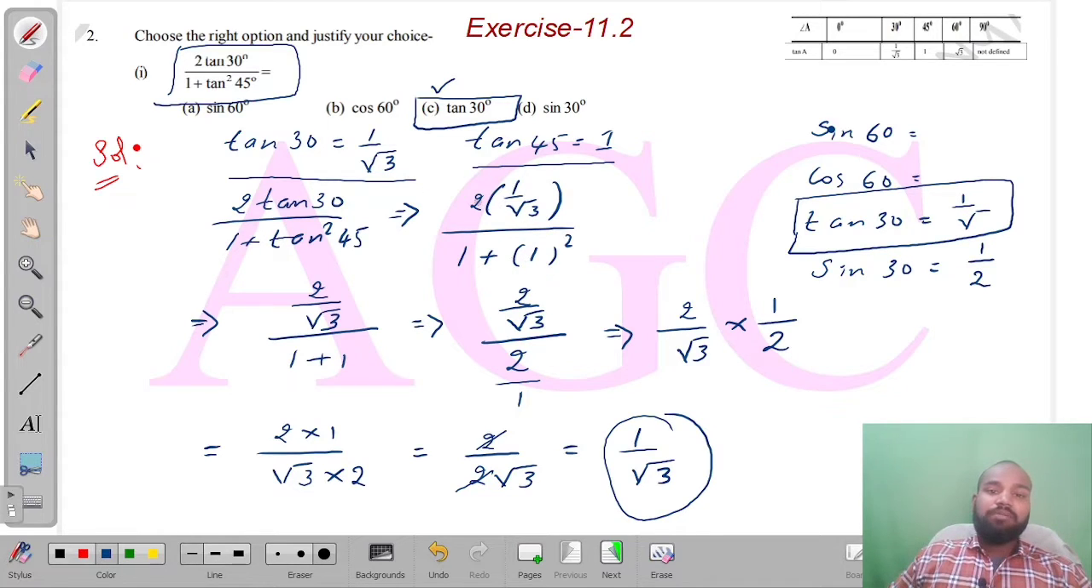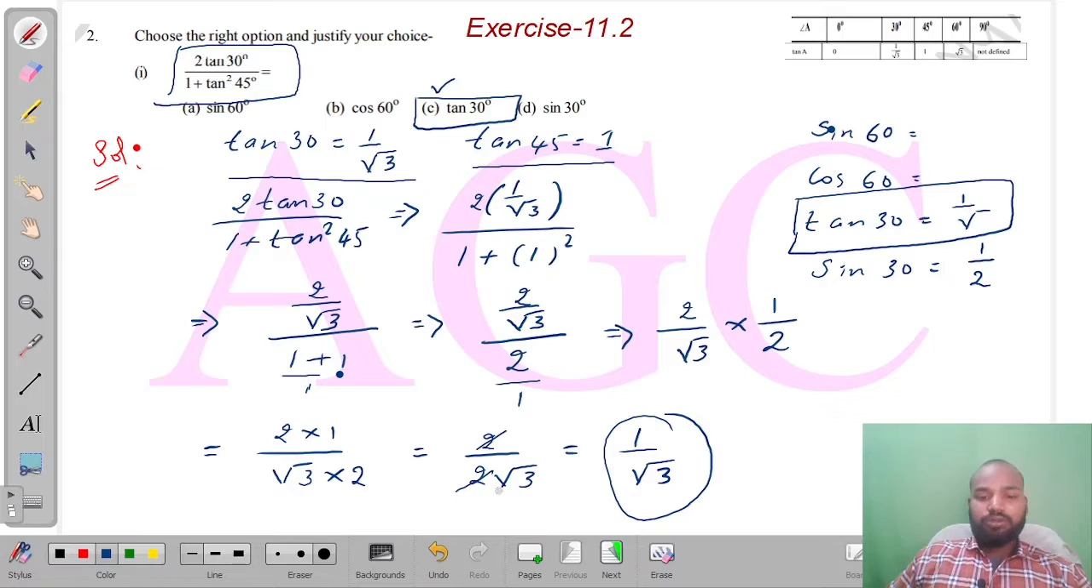Next, by multiplying 2 into 1 by root 3, we get 2 by root 3. So next, 1 plus 1. 1 plus 1 is nothing but 2. So 2 by root 3 by 2. There is no numerator or denominator here, so I am writing it considering as 1. So 2 by 1 we get here. So by multiplying two fractions, 2 by root 3 into 1 by 2, then we get 2 into 1 by root 3 into 2. Then 2 into 1 is equal to 2.